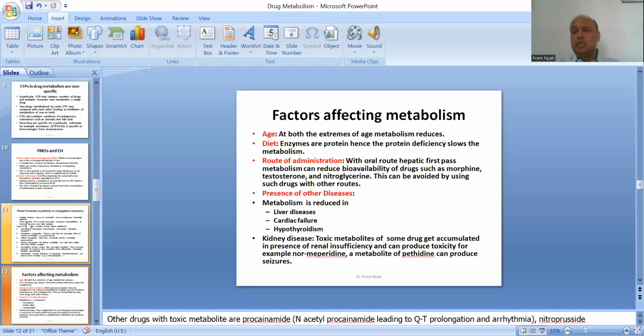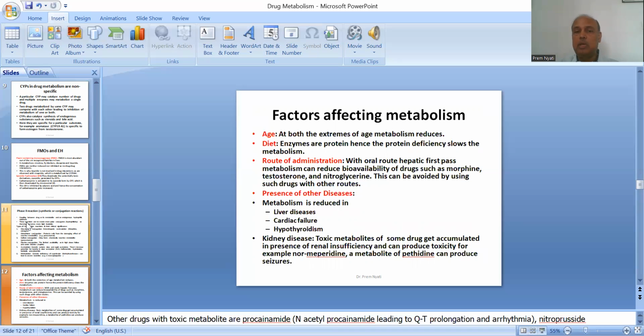Diet. Enzymes are protein in nature, so if there is deficiency of the protein, naturally the metabolic process will become slow. Route of administration. With oral route, hepatic first pass metabolism can reduce bioavailability of the drugs like morphine, testosterone, nitroglycerin.